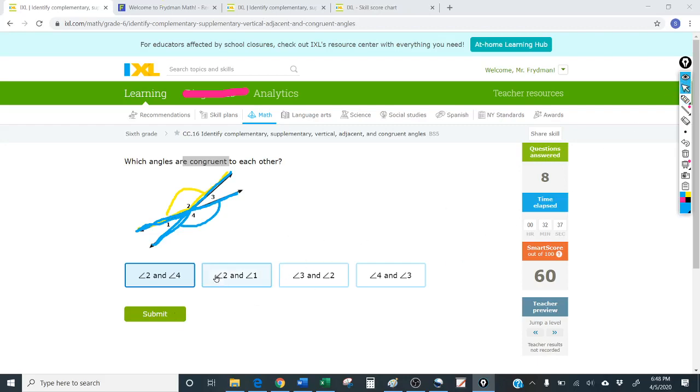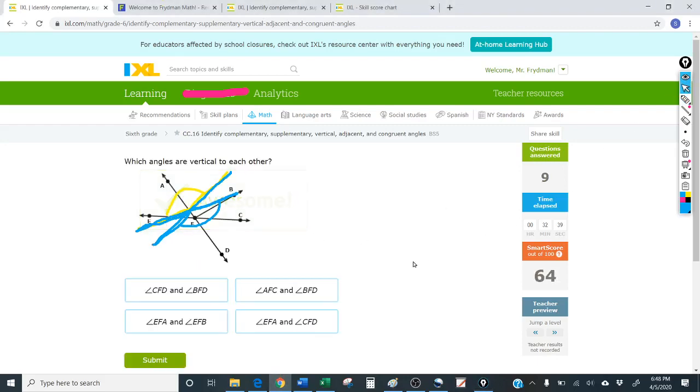All right, so that's the answer there. Let's see, do I want to do this question, vertical? I think we talked a lot about vertical angles. I'm going to skip ahead to the next section.